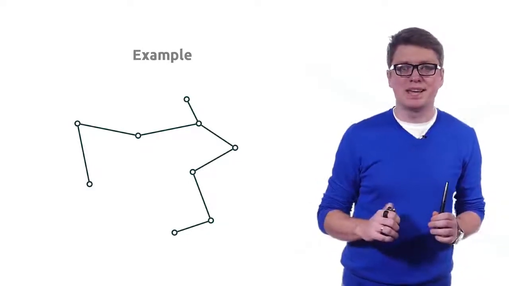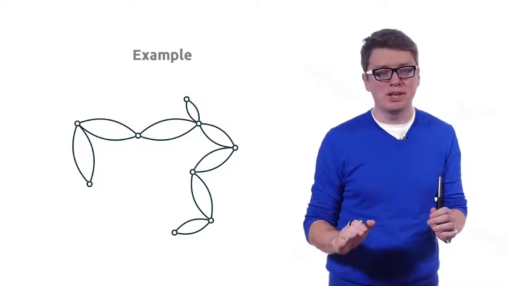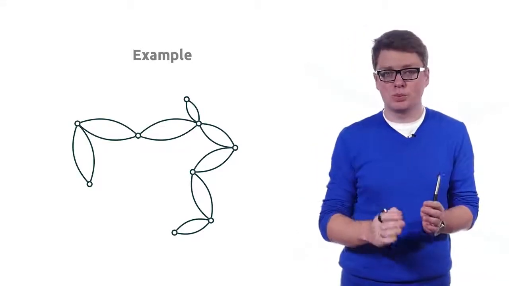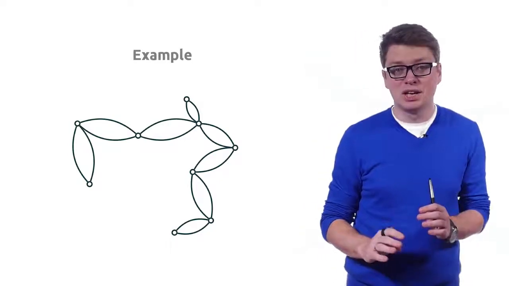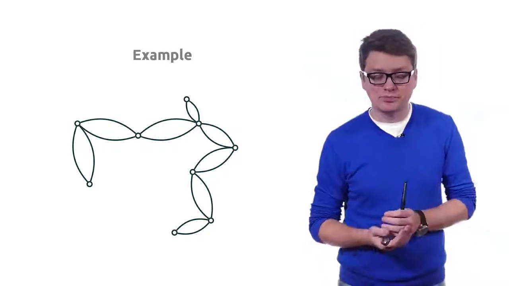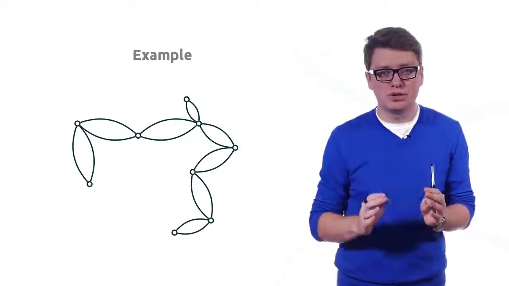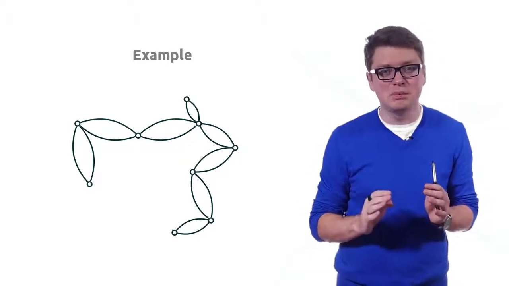Then we double every edge. So this is a very simple operation. We just replace every edge with two copies of the same edge, and we assume that every such edge has the same length, right? They are shown like this only for visualizing that they are indeed double.